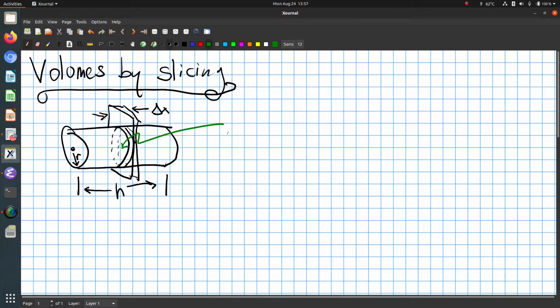is whatever the area of its cross-section, let's say as a function of x, times delta x is the volume of this slice. And so if we want to find the volume of this region, all we need to do is get slicing.